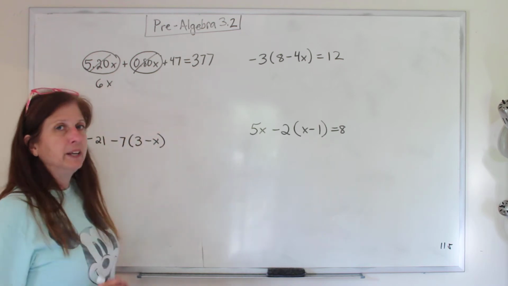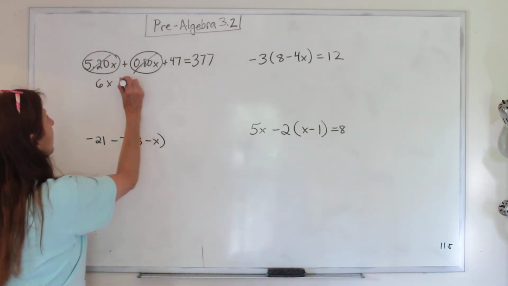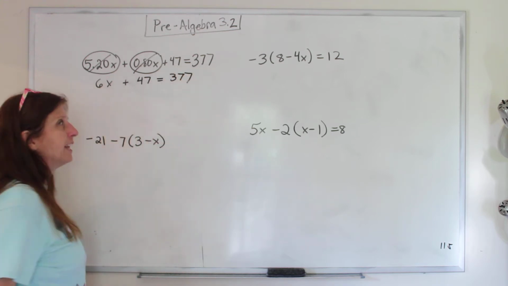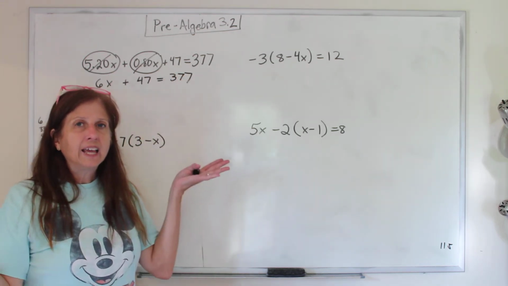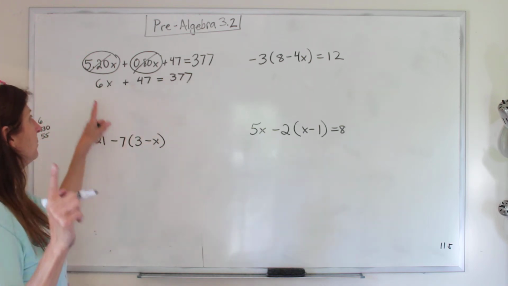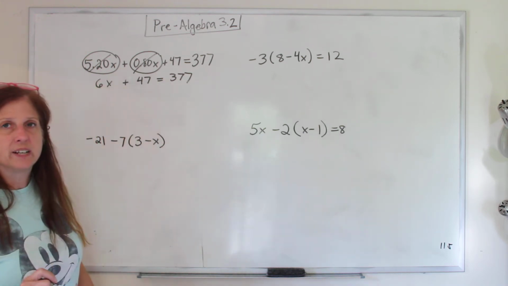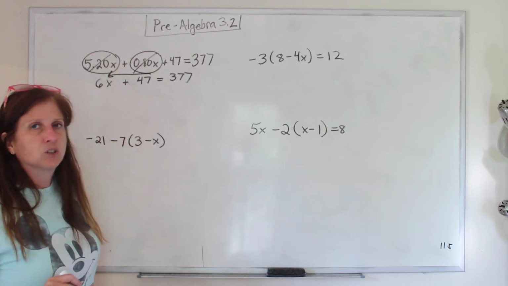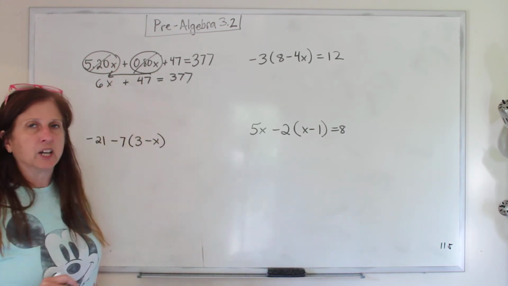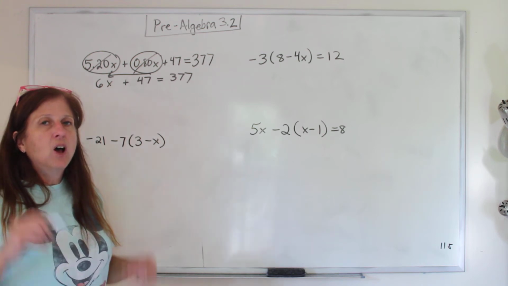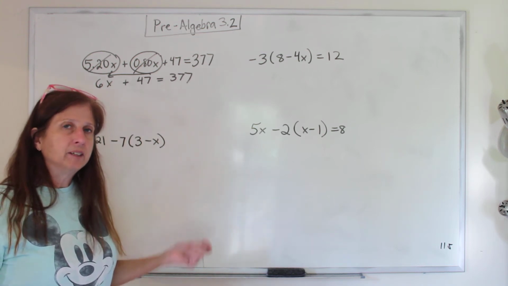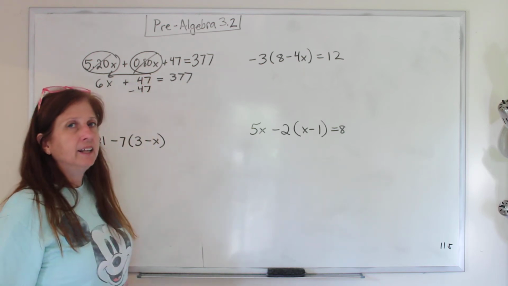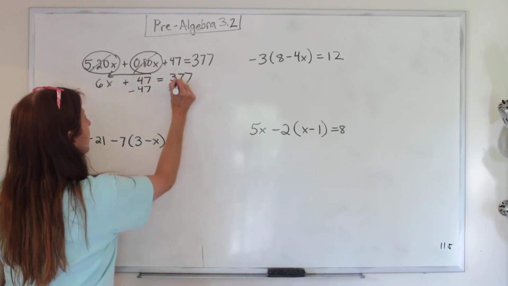All right, so now what do we do? Bring down what we didn't mess with. Plus 47 equals 377. Now we can ask our question. Why is X not alone? Well, two reasons. It's times 6 and plus 47. And we're going to work from what's further away from X to what's closer. That means we're going to get rid of the plus 47 first. What's the opposite of plus 47? Minus 47. What I do to one side, I do to the other.